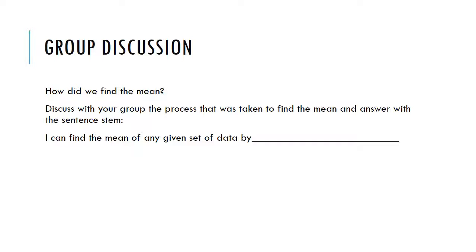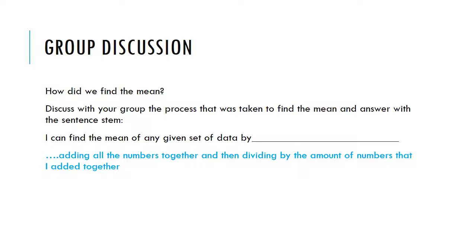Okay, let me roll the die to see which group is going to answer with the sentence stem. And group 4, you have been chosen. Tell me what you feel your answer should be. Great, very good. So I can find the mean of any given set of data by adding all the numbers together and then dividing by the amount of numbers that I added together. Very good. Good job.